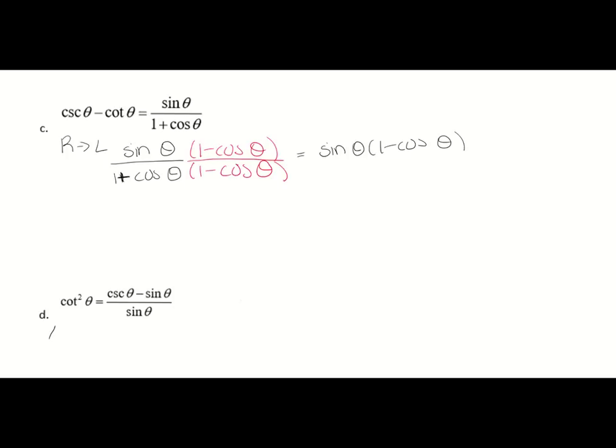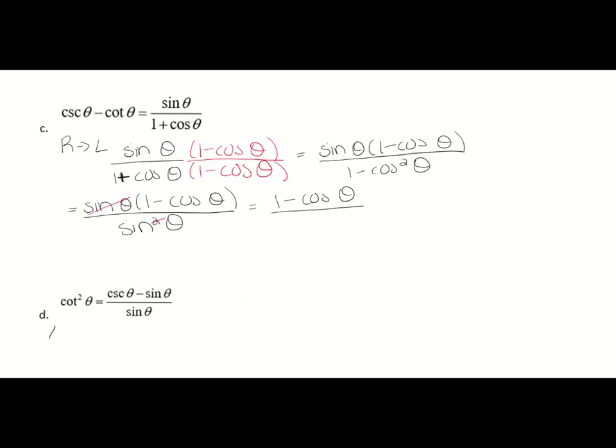And at the bottom, remember when you multiply by conjugates, you're going to be left with 1 minus cosine squared theta. But 1 minus cosine squared theta is sine squared theta, for the same reasoning as that 1 minus sine squared theta is cosine squared theta. So this is going to equal sine theta times (1 minus cosine theta) over sine squared theta. Once again, this sine cancels out with one of these, and I'm left with 1 minus cosine theta over sine theta.